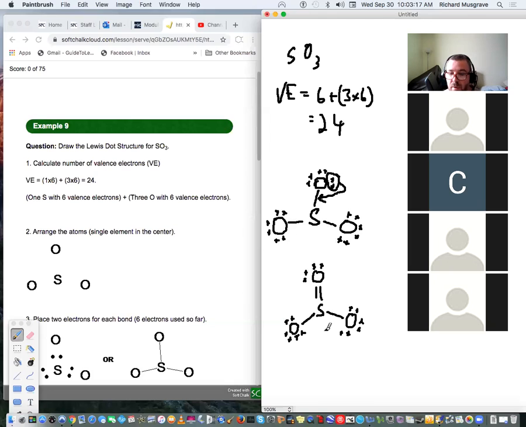Now, on the test, I ask you this in terms of a multiple choice. I ask you how many double bonds. So that's going to be one question, and it's multiple choice. In this case, the answer is going to be 1. Sometimes it can be 0, sometimes it could be 2. The other thing I ask is how many lone pairs.